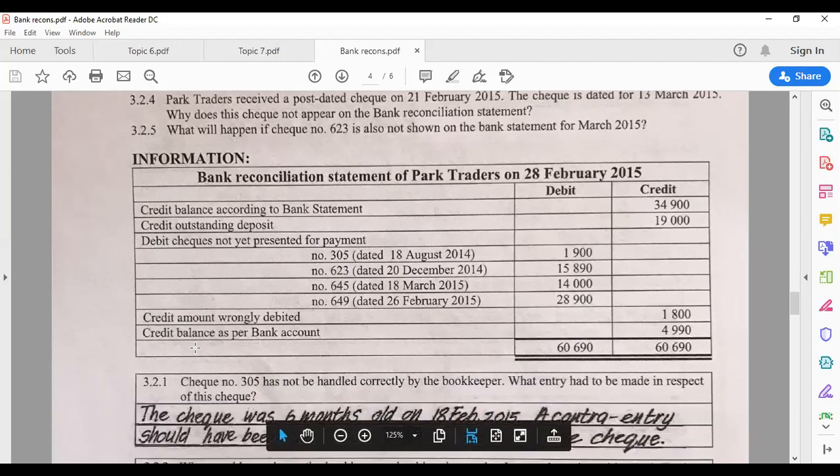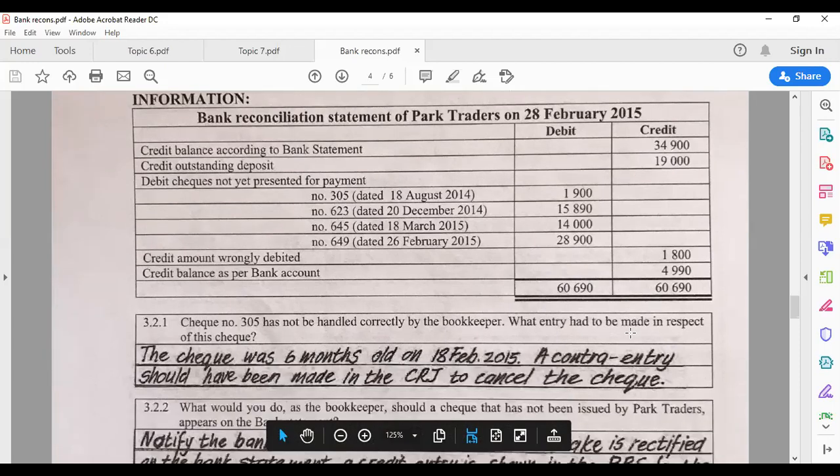Then we have a credit balance as per our bank account, and you guys know that both of these need to balance. So my credit and my debit need to balance. Now let's have a look at my first question. It says, check number 305 has to be handled correctly by the bookkeeper. What entry had to be made in respect of this check? Okay, so the check has not been handled correctly. So we, in our accounting records, didn't handle it correctly. What entry would be made to correct this?